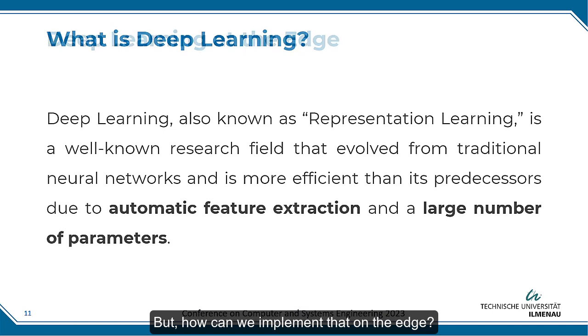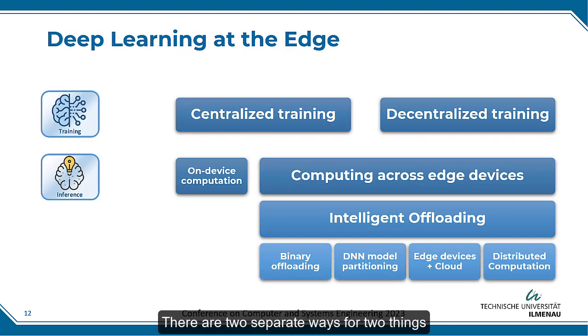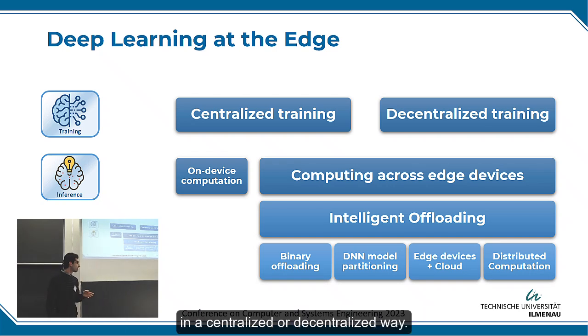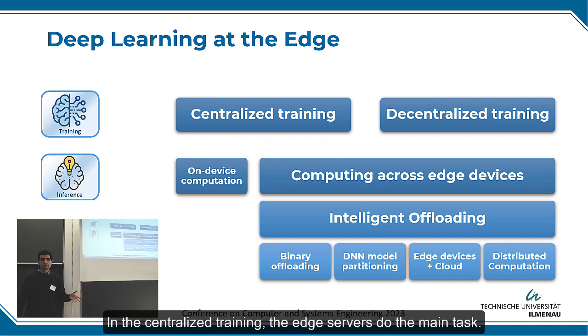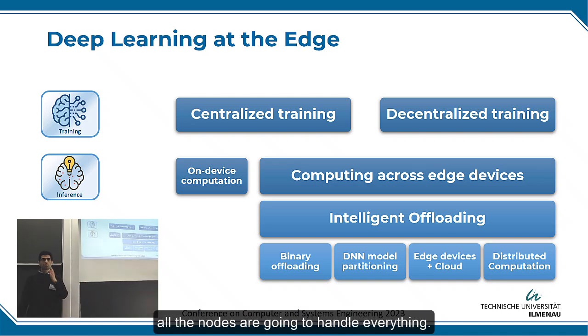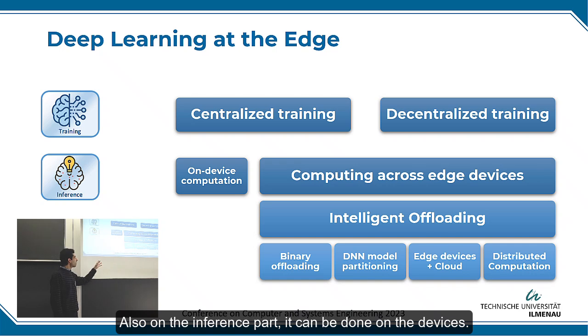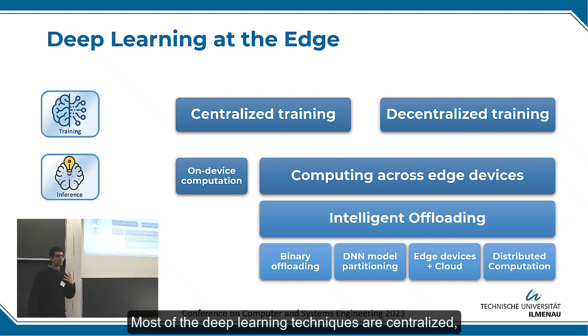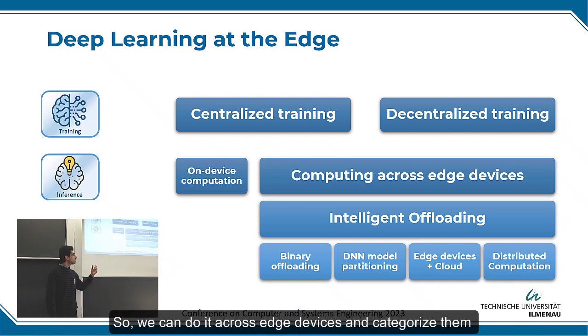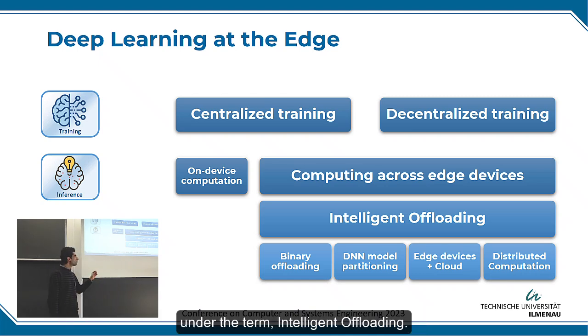But how can we implement that on the edge? There are 2 separate ways for the 2 things that we are going to do with the deep learning phases. The first is the training part, which is going to be done in a centralized or decentralized way. In centralized training, the edge servers do the main work, but in decentralized training, which I'm going to talk about in the next slide, all the nodes are going to handle everything. Also, the inference part can be done on the devices, but there is one problem here. Most deep learning techniques are centralized, need a lot of data, and put a huge load on the bandwidth. So we can do it across edge devices and categorize that under the term intelligence offloading.